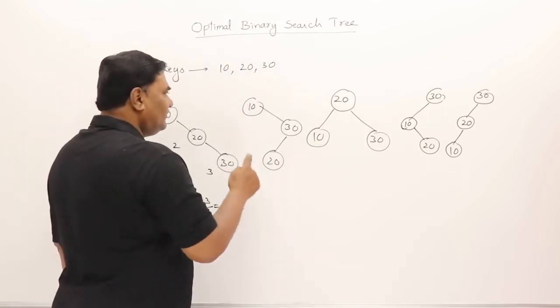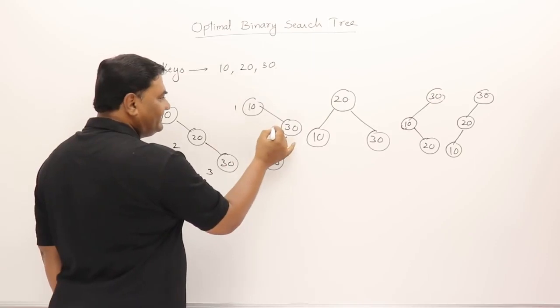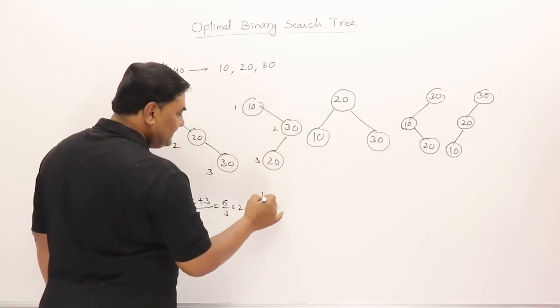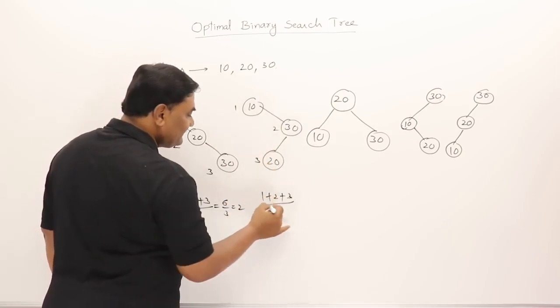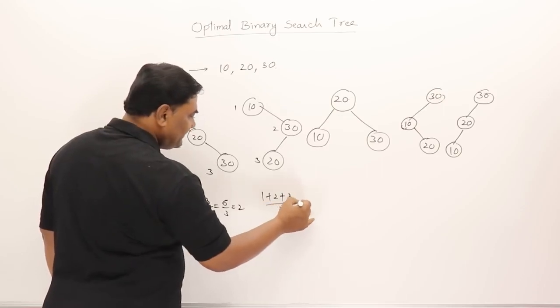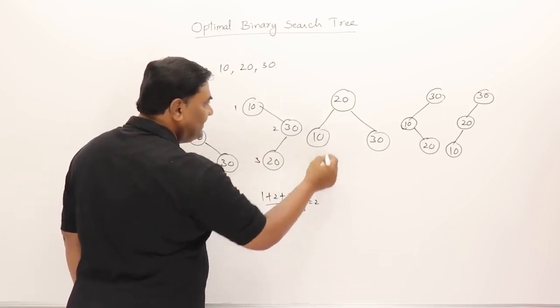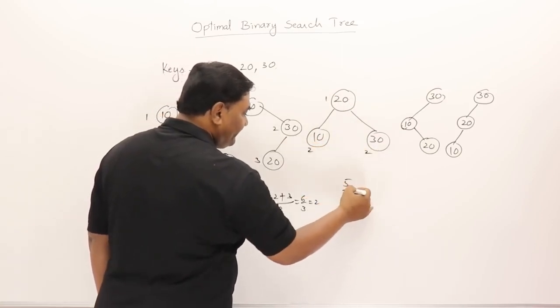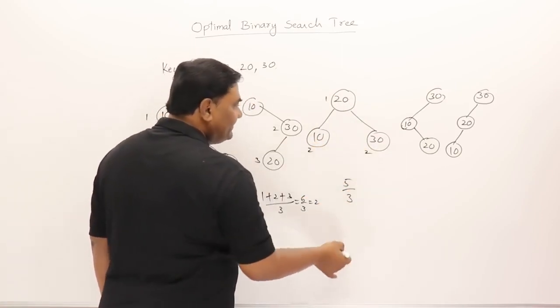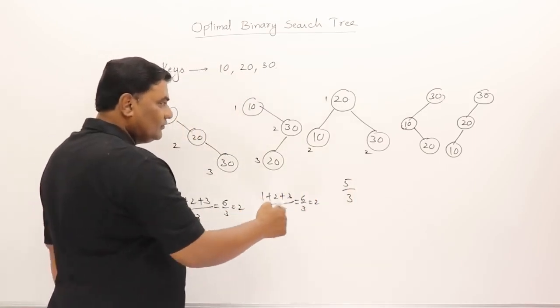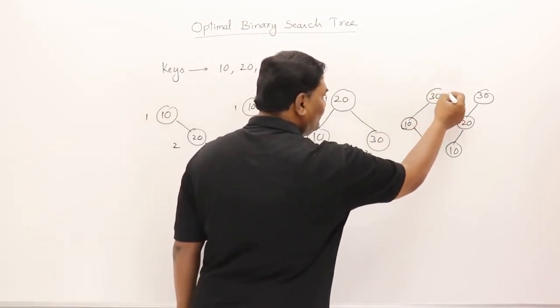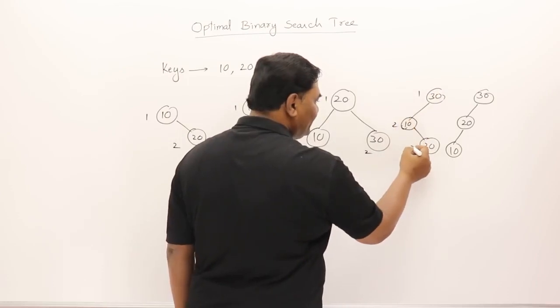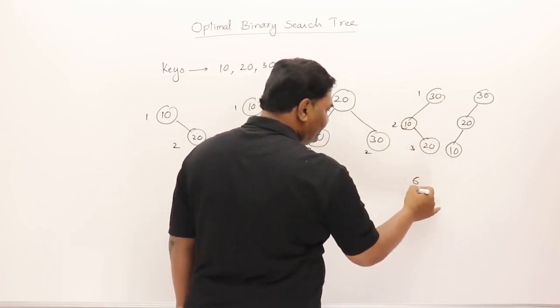Likewise, if I consider all of them, then this is 1 and this is 2 and this is 3. So this is 1 plus 2 plus 3, that is 6 by 3, that is 2. And here it is 1 and this is 2 and this is 2. So this is 5 by 3. So this is less than 2, right? And this is 1 and this is 2 comparison and 3 comparison. So this is 6 by 3.